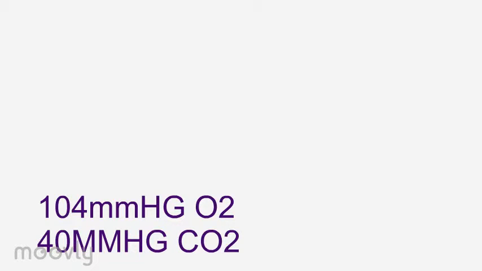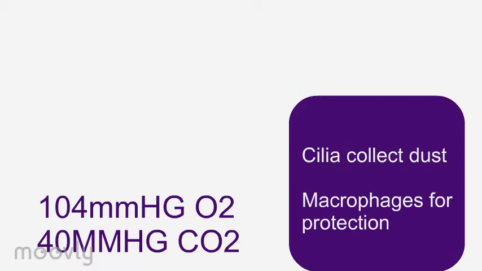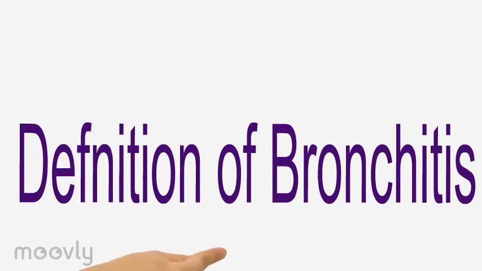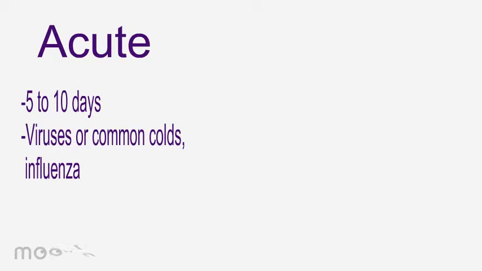The trachea is lined with cilia to collect dust, and the smaller bronchi have fewer goblet cells and cilia. Therefore, they need macrophages in the tissues for protection. The definition of bronchitis is inflammation of the mucous membranes of the bronchial tubes in the lungs. Bronchitis can be found in its acute or chronic form.